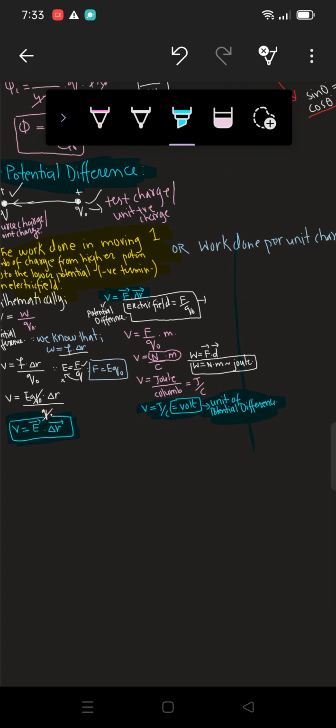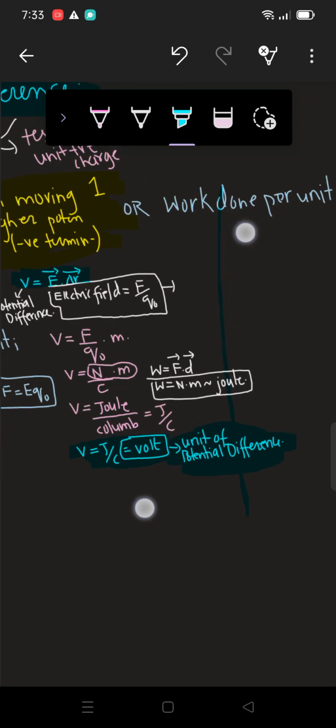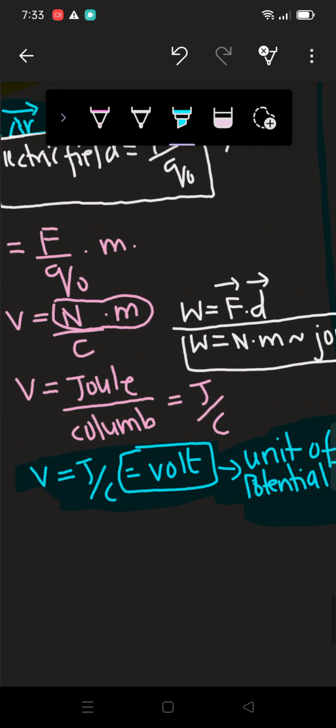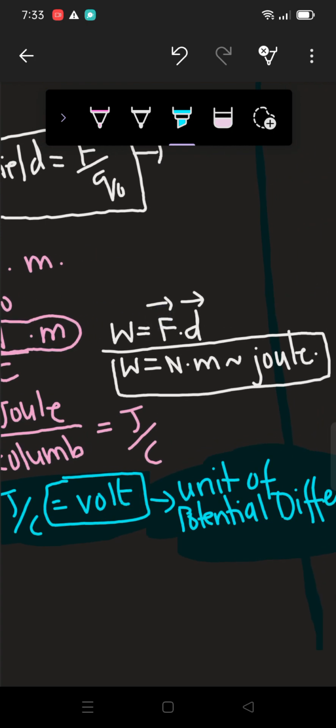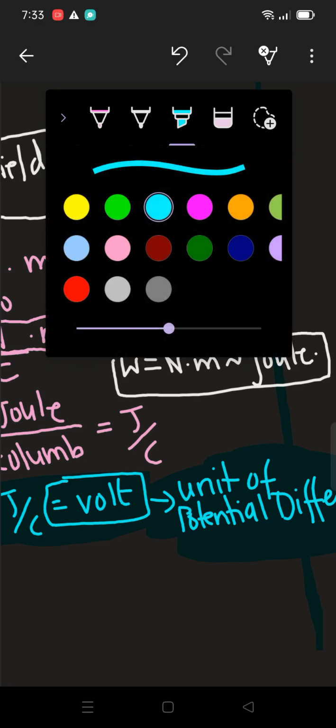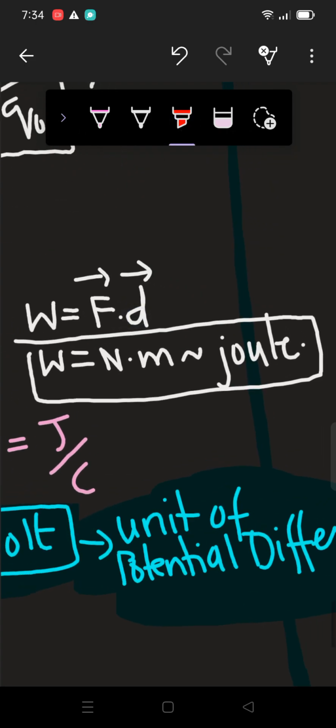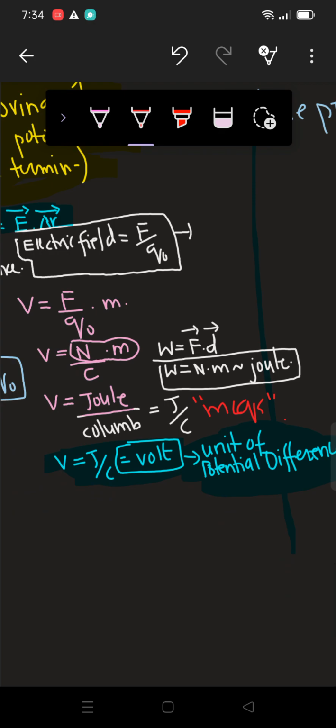Now let me tell you the nature of the potential difference. There we're going to have a lot of MCQs. This is the most important MCQ in the examination. Examiner can ask you, what is joule per coulomb equal to? So of course that is equal to volt. What is joule per coulomb equal to? Of course it is equal to volt. So these are most important MCQs.